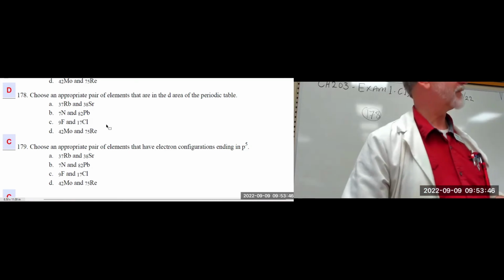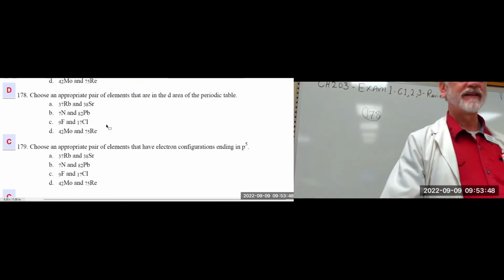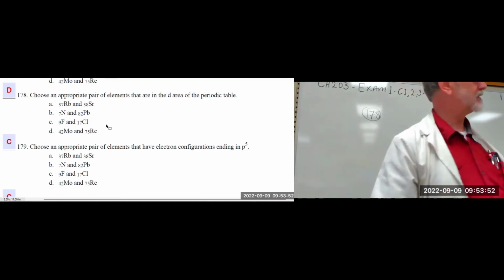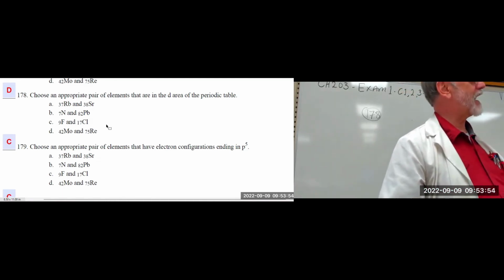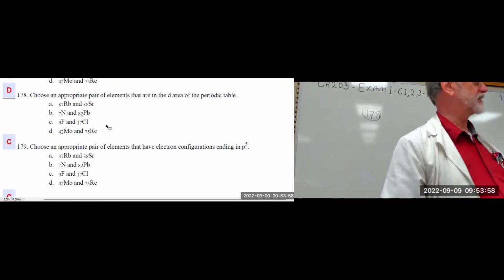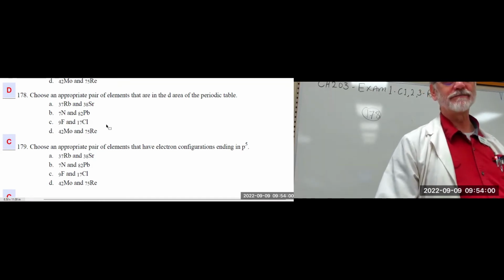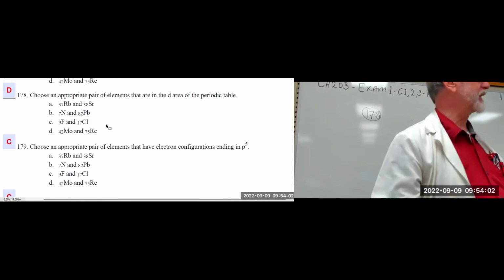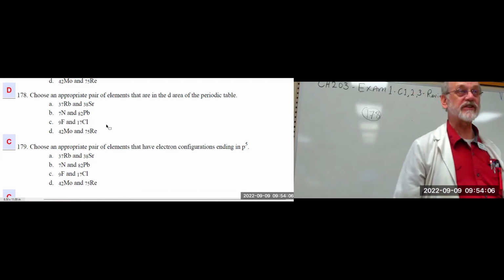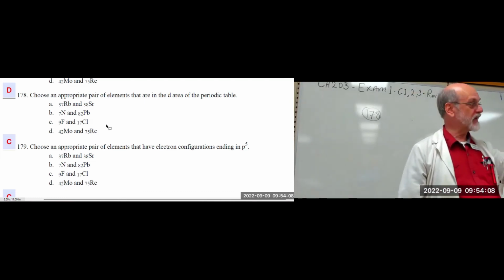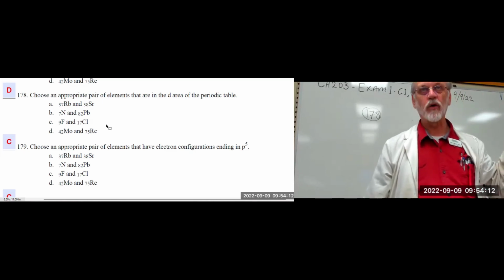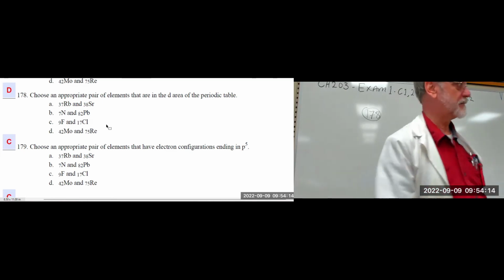Rubidium, strontium, alkali metal, alkaline earth. Right? Nitrogen, lead. Nope, neither one of those. Fluorine, chlorine. Nope, those are halogens. Molybdenum and rhenium. Yep, they both come from that central region, transition elements. All of those elements that are shown in that region are filling d orbitals.